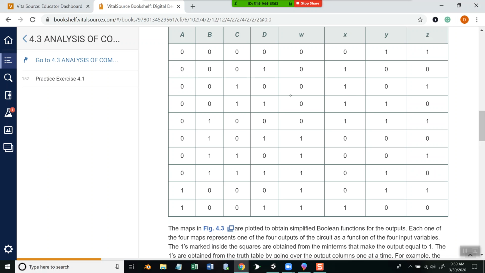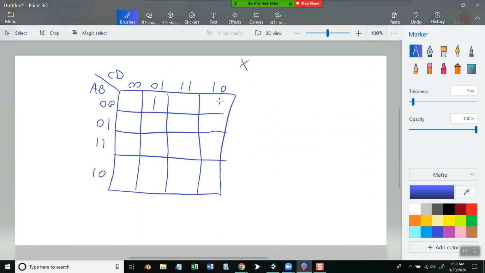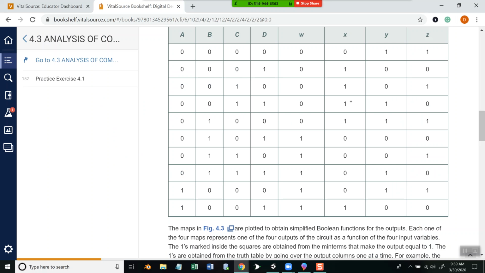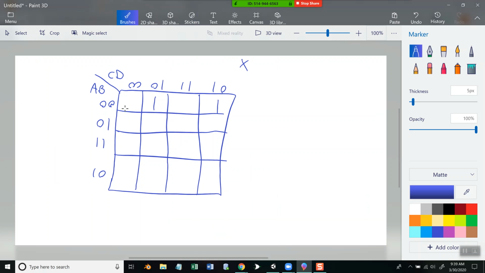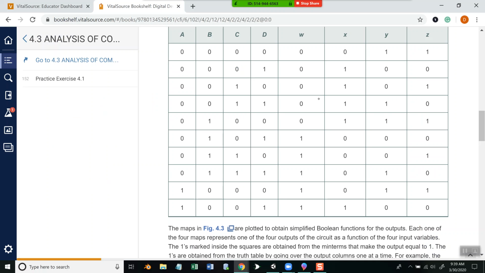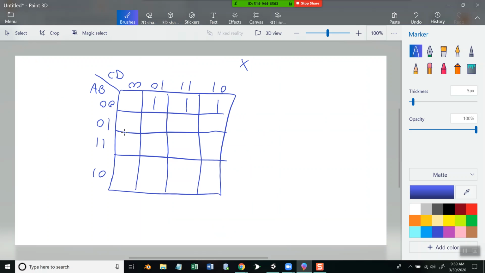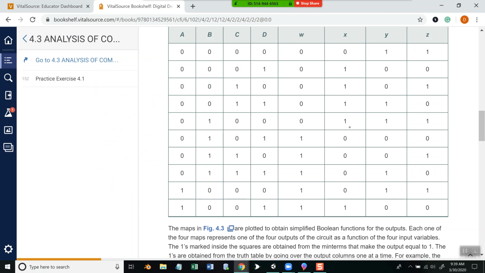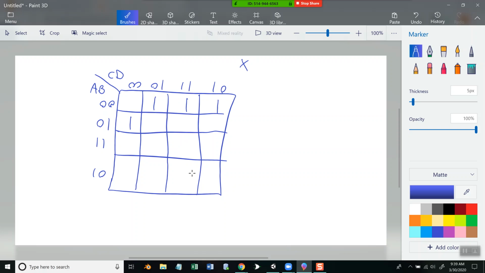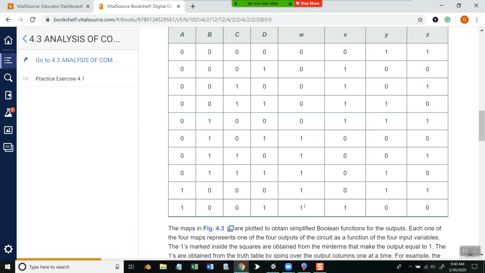See, this one is 0, 0, 1, 0. There's a 1 there. And this one is 0, 0, 1, 1. Am I putting all those in the right place? Let's see. Yeah, I am. Okay. This one is 0, 1, 0, 0. This one would be 1, 0, 0, 1. Assuming I put them all in the right place.